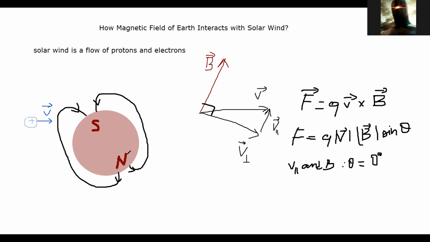So what happens is that the particles will move in this interesting way. The particle will go like that. And most particles which do get trapped in the magnetic field end up in the 2 polar regions, near the geographic north and geographic south.